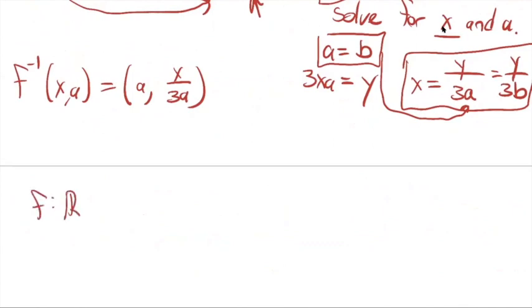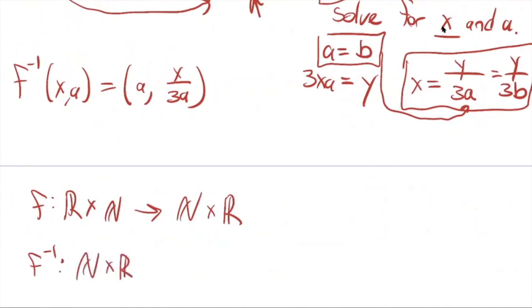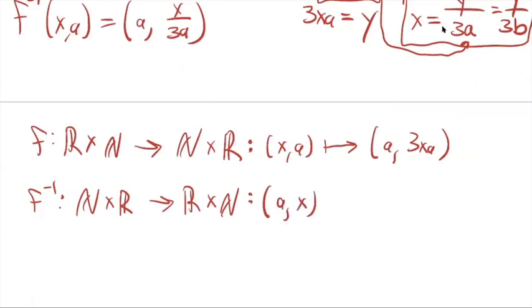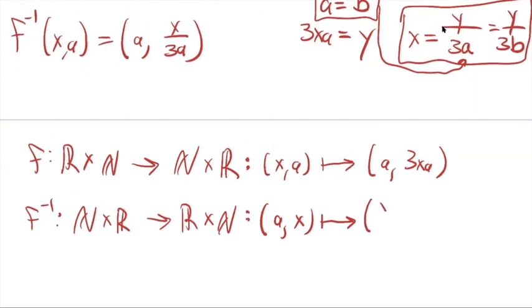So F was mapping from R cross N into N cross R. So that means F inverse should flip that around, right? So it goes from N cross R over to R cross N. And this was defined as we take an x and an a, and it goes to a, 3xa. And now this one is going to take a pair that looks like that. So what goes into this function is first a natural number, then a real number. And what's going to come out is the first thing should be a real number, x over 3a, and then the other one was just the a.